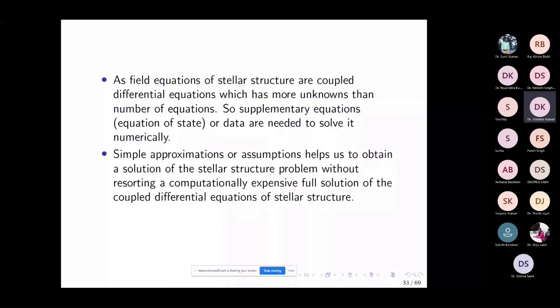So supplementary equations, that is the equation of state, are needed to solve it numerically. Simple approximations or assumptions help us to obtain a solution of the stellar structure problem without resorting to a computationally expensive full solution of the coupled differential equations of stellar structure.